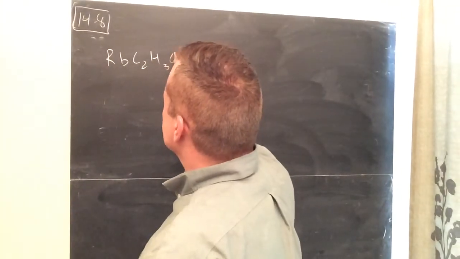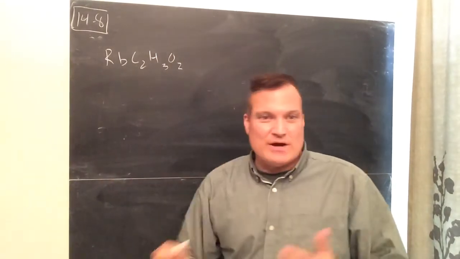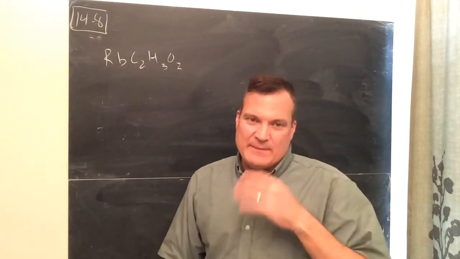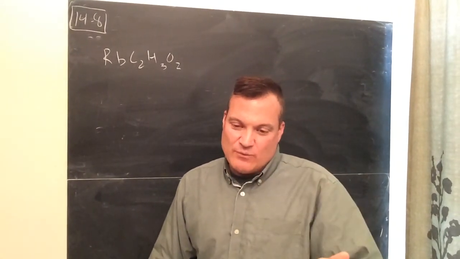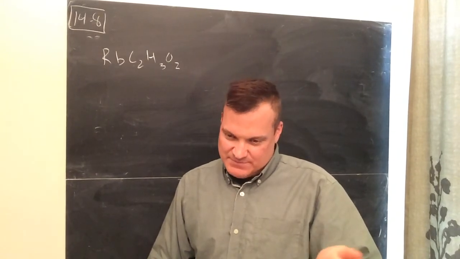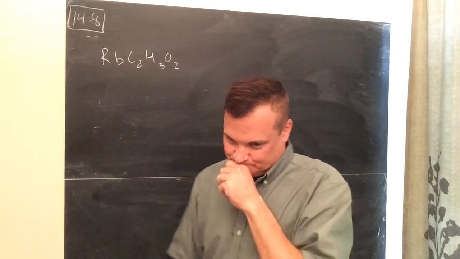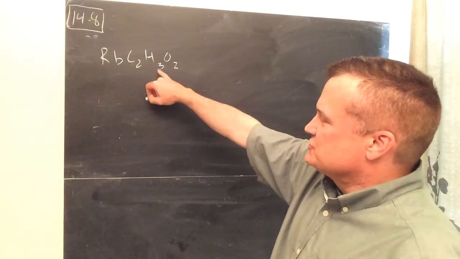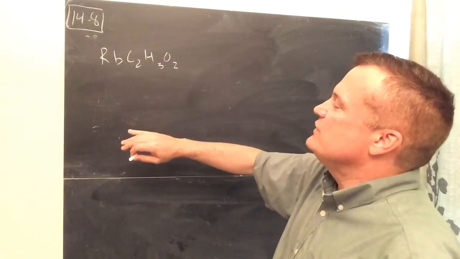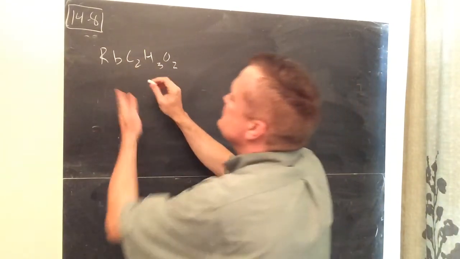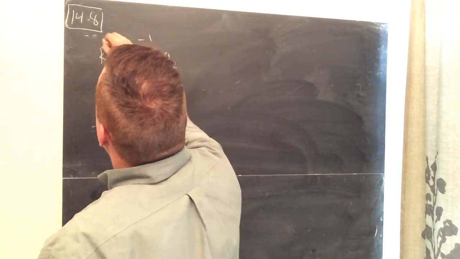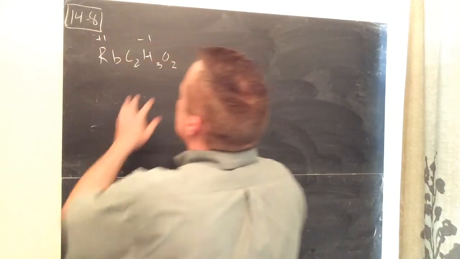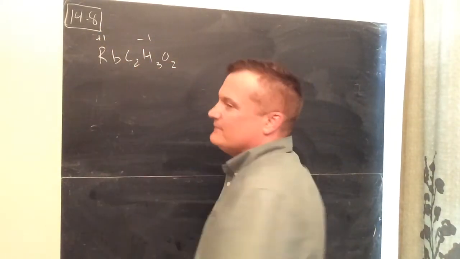RbC2H3O2. It's kind of like what I showed you in the last video. When you put this in water, should the pH be acidic, basic, or neutral? This is a solution. So what you do is you look at the positive and the negative ion. So this has acetate and rubidium.